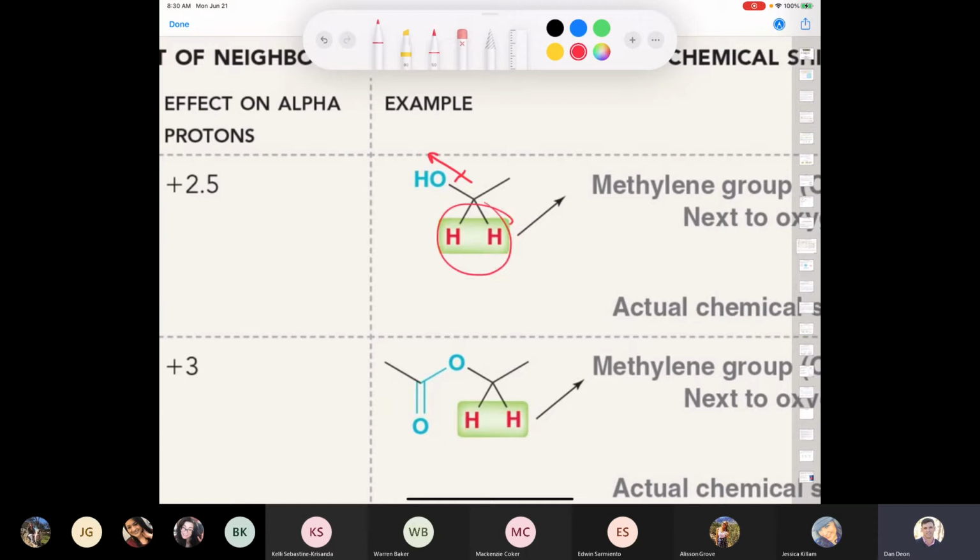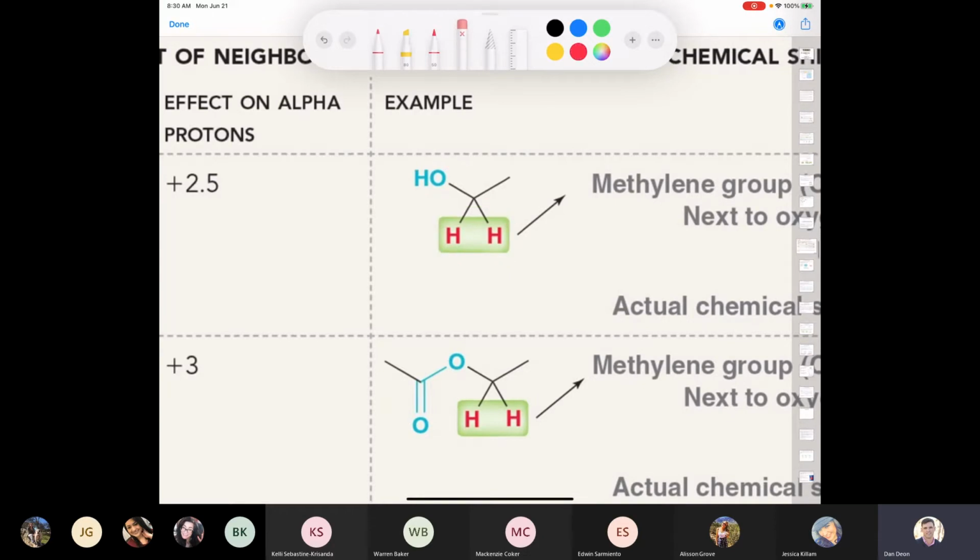What happens if you remove electron density away from the nuclei? Then they're going to be deshielded. They're going to feel more of the net magnetic field. That's going to cause a greater energy gap between the alpha and the beta spin states. Therefore, you need a higher frequency of electromagnetic radiation for the protons to come into resonance. Therefore, they have a higher chemical shift. So it's the same concept every time.